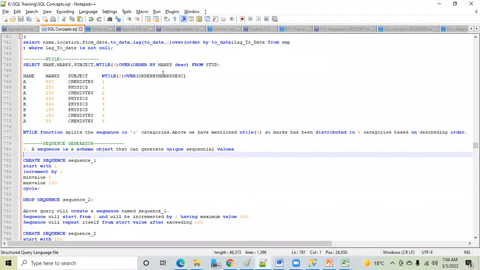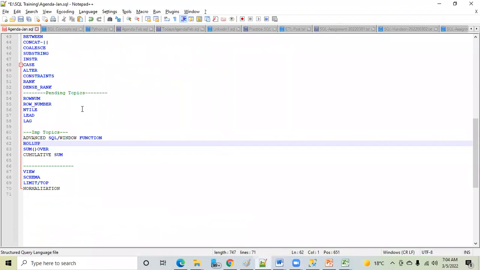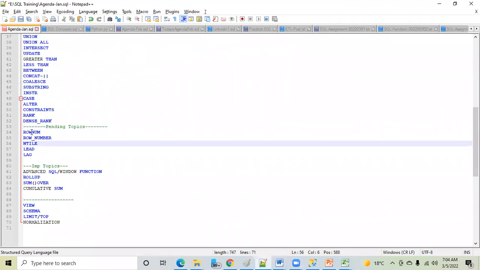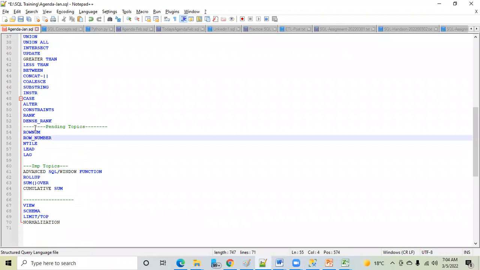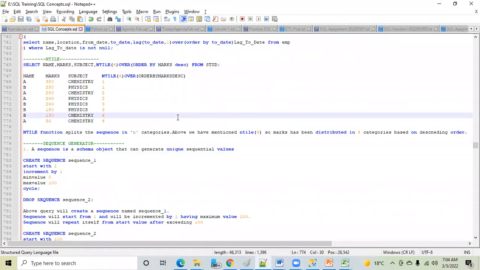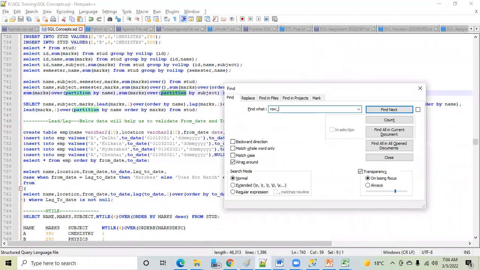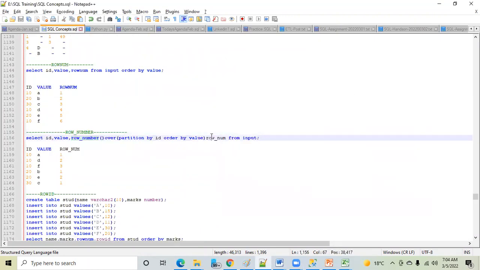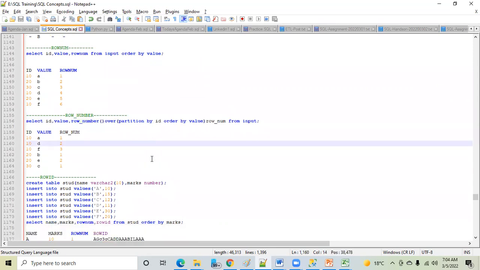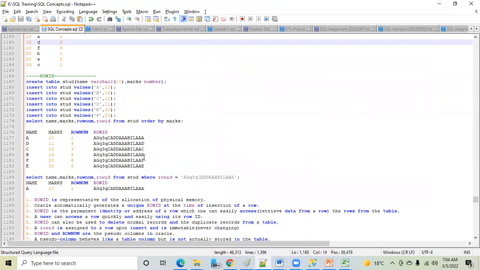If I am not wrong, I will try to cover these things today. Row number, yeah, let me see if I have some examples here. TOP is also there. I will tell you top limit. Those things are very simple, they don't take much time. We will cover that here. I'm searching for some good example.